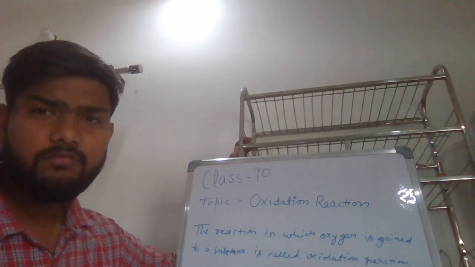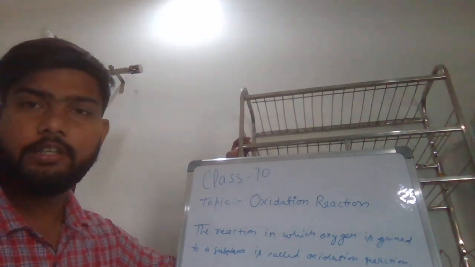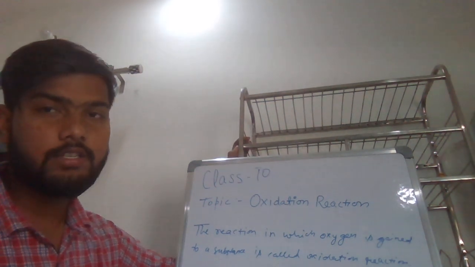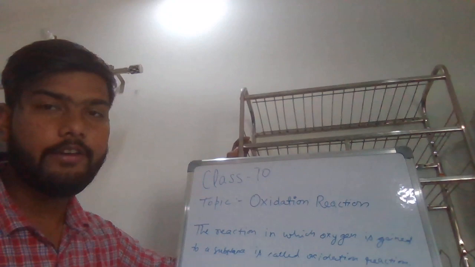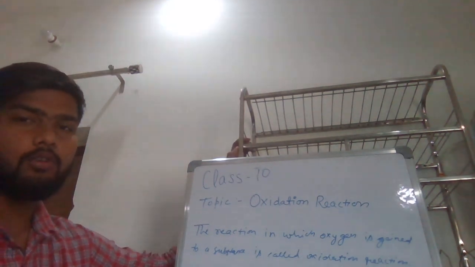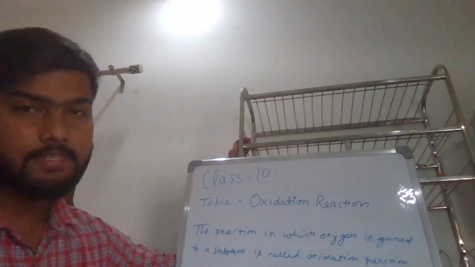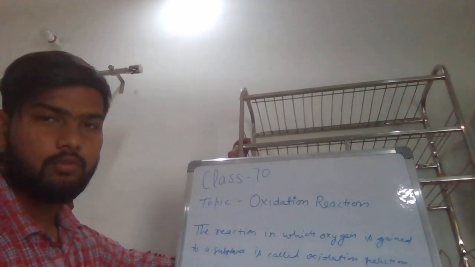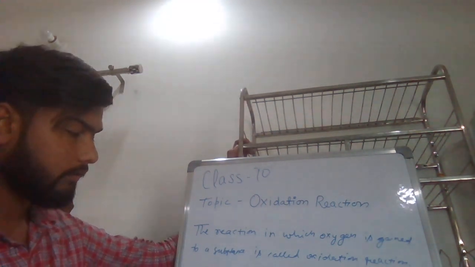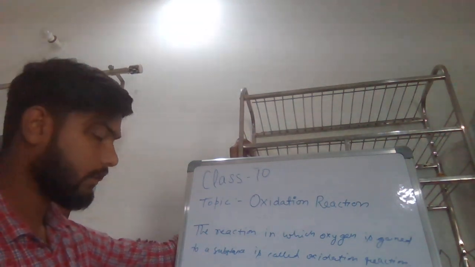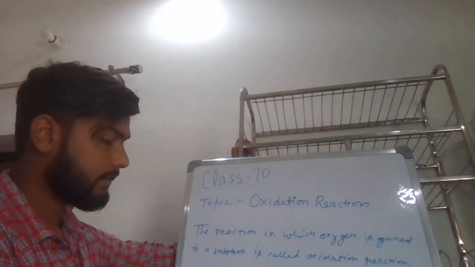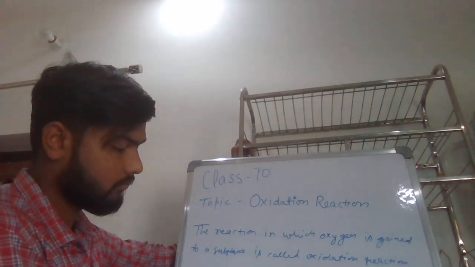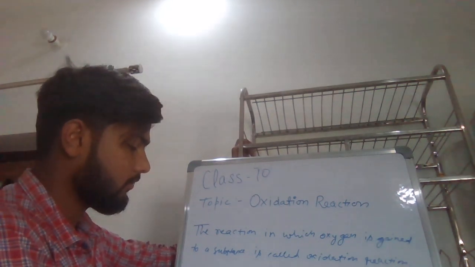If a substance gains oxygen during a reaction, it is said to be oxidized, and if a substance loses oxygen during a reaction, it is said to be reduced. Now we will come to know the concept of redox reaction. I will show you the reduction and oxidation. This one we can consider as oxidation, and this one is the reduction.